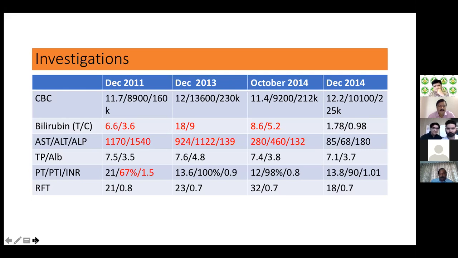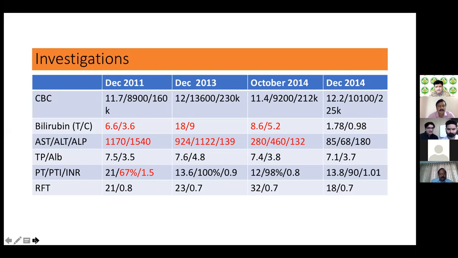And enzymes, AST, ALT in 2011 and 2013, probably at that time she had this flare of hepatitis. The enzymes are more than 20 times. And we have an alkaline phosphatase report of 139 and 132, so alkaline phosphatase is not very high in these two reports. However, in 2014, as her AST, ALT are slightly normalizing, alkaline phosphatase is slightly on the higher side.